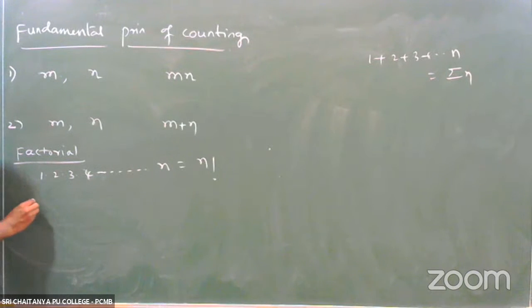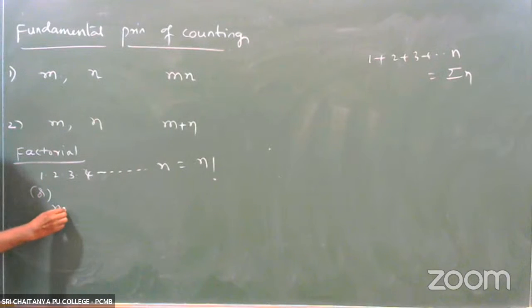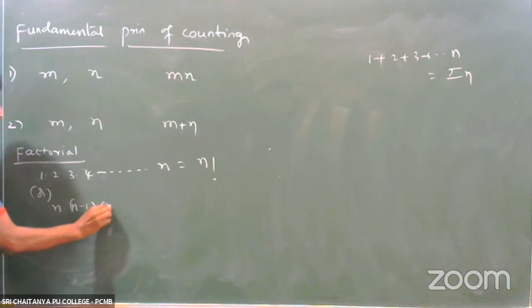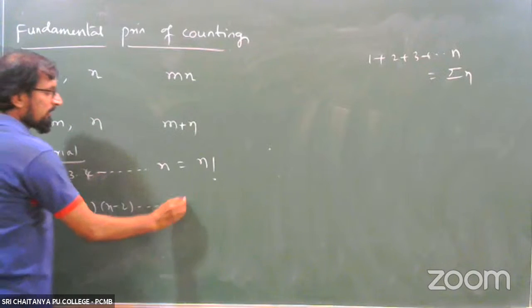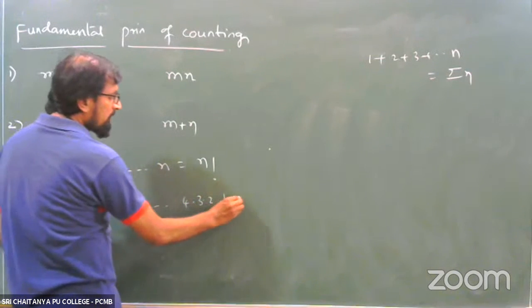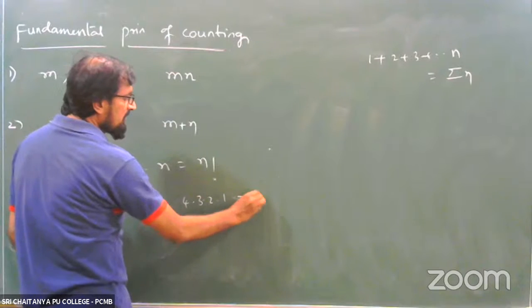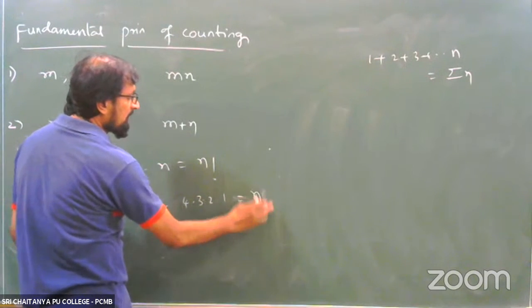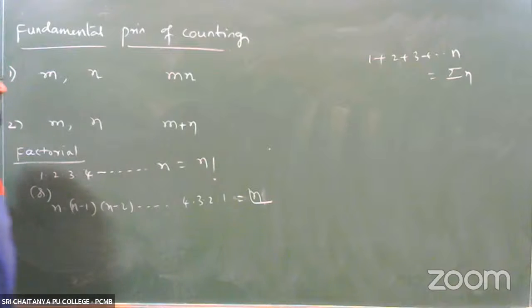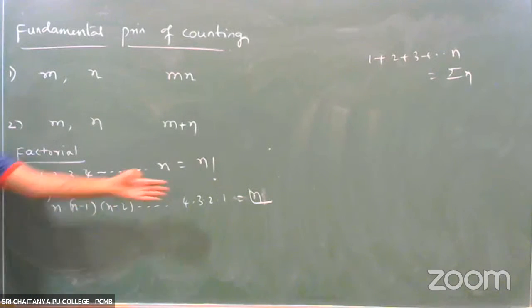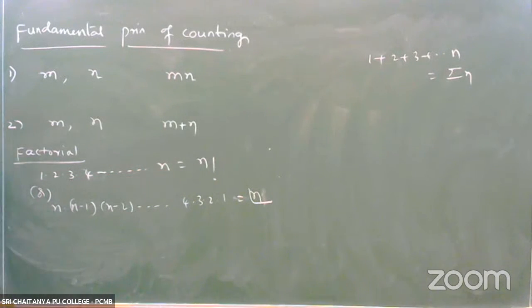Now, if we go through the descending order, n into n minus 1 into n minus 2 and so on, 4 into 3 into 2 into 1, is equal to n factorial, or you can write this one as factorial n. The value is same, but the symbol is different, right? Now, if you go through the descending order, it is factorial n, and if you go like this, it is n factorial. The meaning is same and the value is same, but the symbol is different.